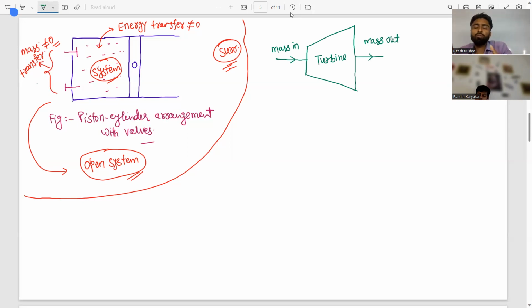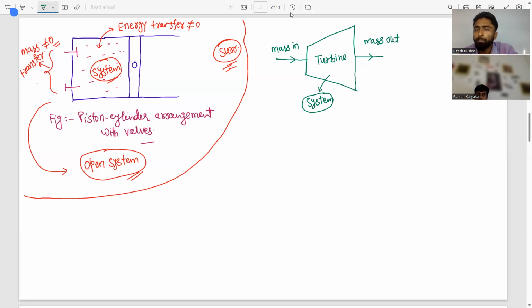The turbine may be a water turbine, gas turbine, or steam turbine. In every type of turbine, mass will enter the turbine and leave the turbine. So the turbine is your system, and you have to classify this system. Is it a closed system, open system, or isolated system?